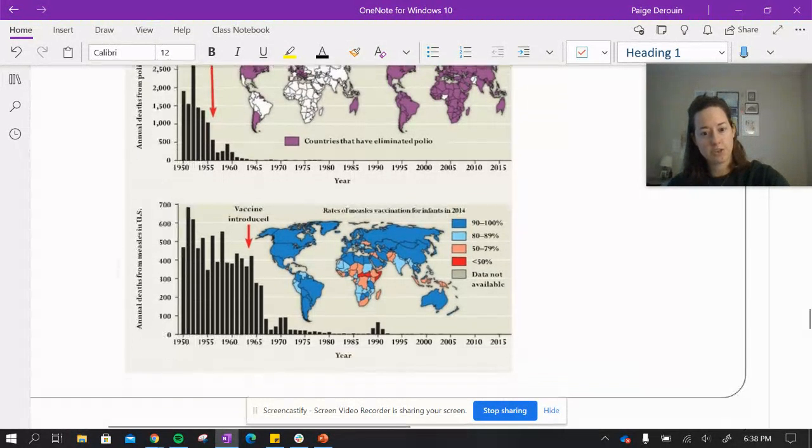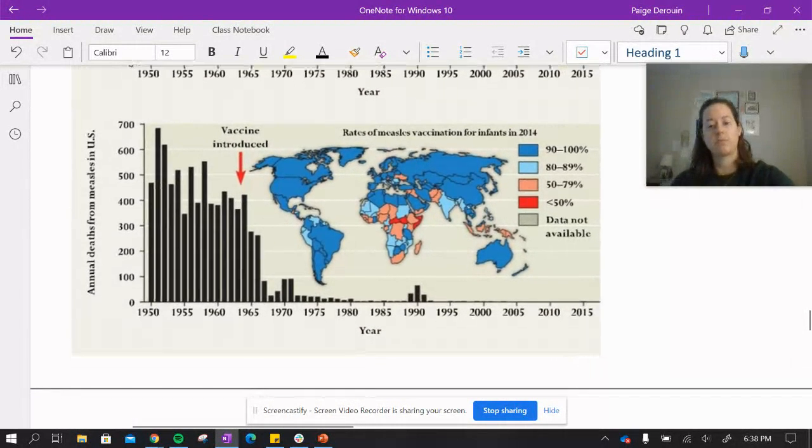Measles is the second graph. So similar deal with measles. It's a virus as well. And when the vaccine is introduced, the number of deaths caused by the measles virus greatly decreases. This is an example where you see that in developed countries, you have really high, almost 100% eradication of measles, and in more developing countries, it's still more of a concern. So this is an example of that discrepancy of poverty and its effect on health.